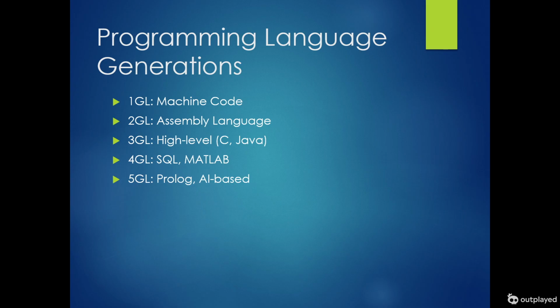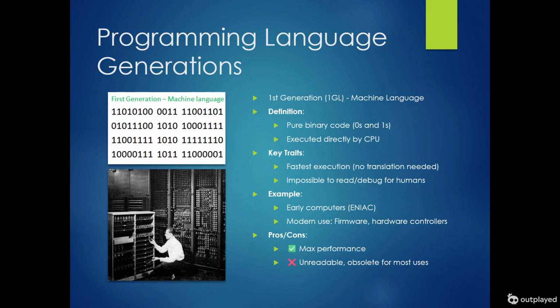Programming languages have evolved across multiple generations, where each generation increases abstraction, moving from low-level hardware control to high-level human-friendly syntax. So moving on to the first generation language, or 1GL. These are machine code languages consisting of binary digits, and they offer the highest execution speed but are extremely difficult for humans to write and maintain.